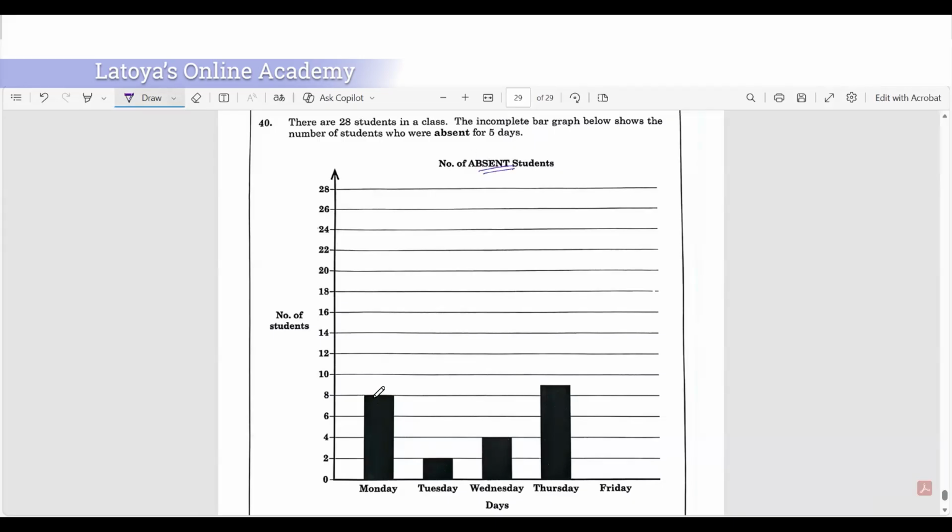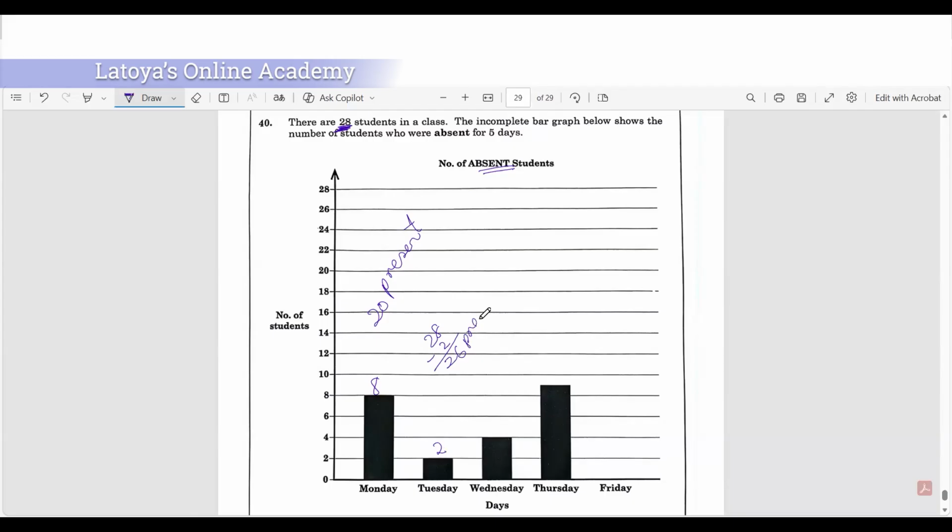So on Monday, we have 8 absent. If we have 8 absent, how many would we have present? So you have to go back. The question said there are 28 students in a class. So if 8 are absent, that means 20 will be present. Tuesday, 2 students are absent. If 2 students are absent, then how many students will be present? You have to take away 2 from the total number of students in the class.